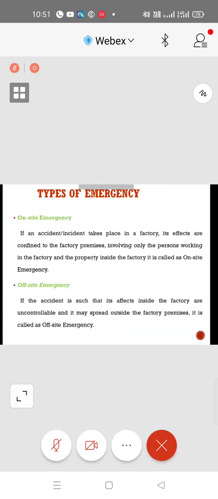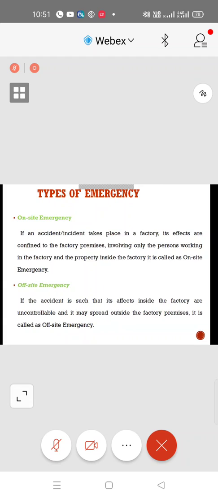Normally, in general terms, we can understand that these are emergencies which can be controlled by the resources available at the site premises itself. The emergency, incident or accident can be controlled by the resources available at the site itself. It can be prevented and controlled at the premises itself. In that condition, it is usually called an on-site emergency.